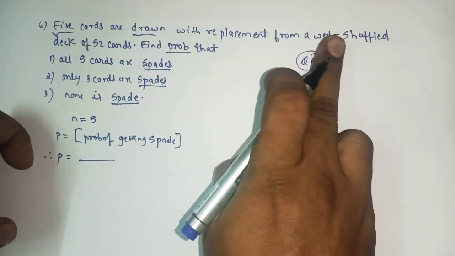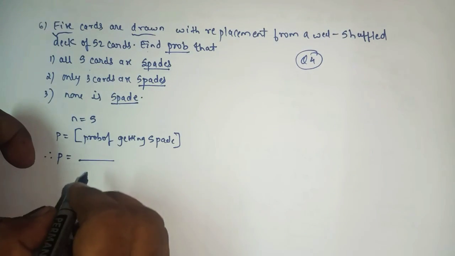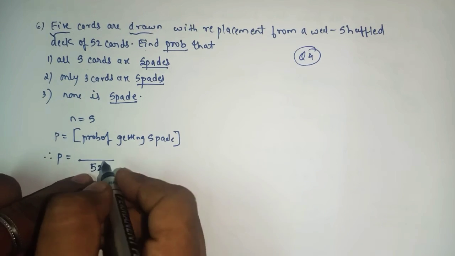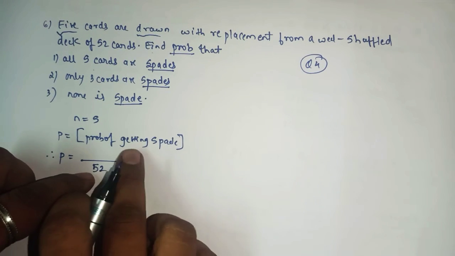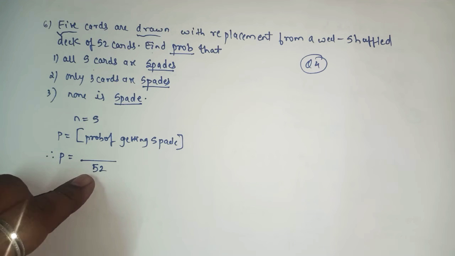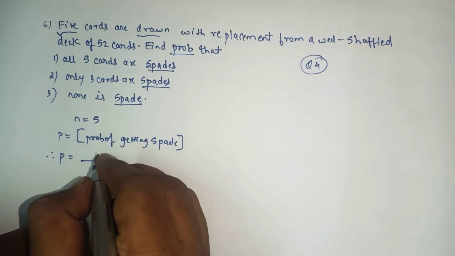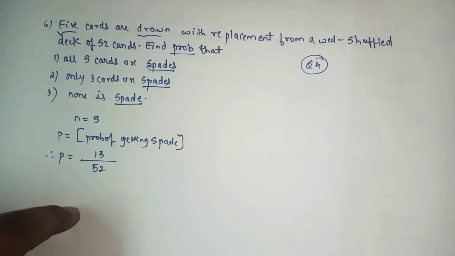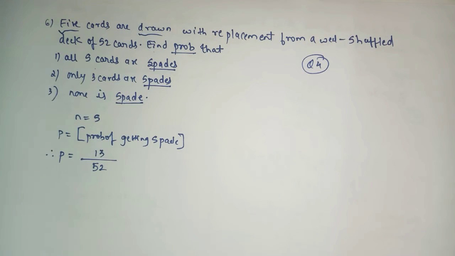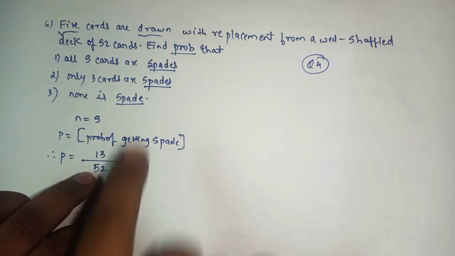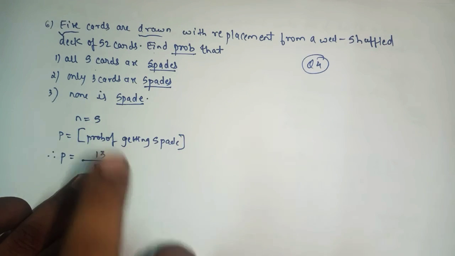Okay, from a well shuffled 52 cards, the sample space will be what? 52, in which we have to select only the spade cards. So how many spade cards are there? I hope you all might be knowing. There are 13 spade, 13 diamond, 13 club, yes or no? 13 heart. So here, when you will see that out of 52 cards, there are 13 spade.